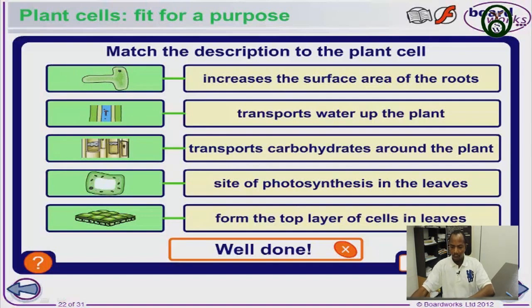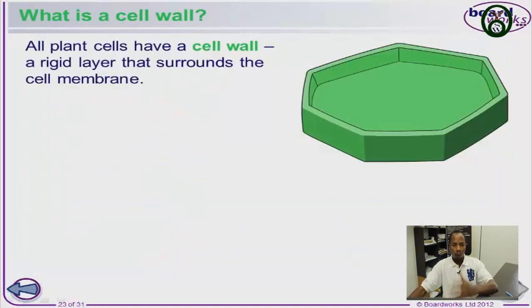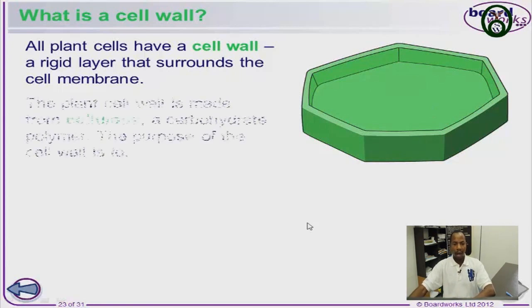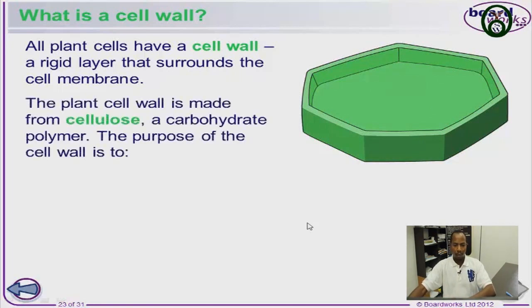Let's move ahead and see what else we have to look at. Now, what is a cell wall? All plants have a cell wall. They're the rigid outer layer of the plants that give rigidity, support, and protection to the plant. The plant cell wall is made up of cellulose, a carbohydrate polymer, meaning many monomers of sugar put together to form a polymer.